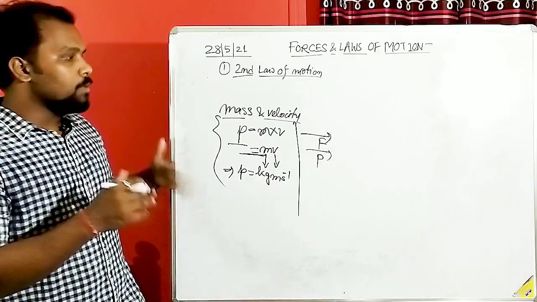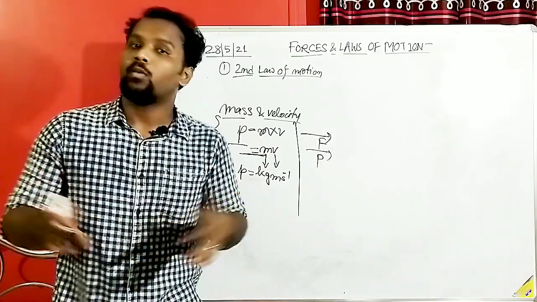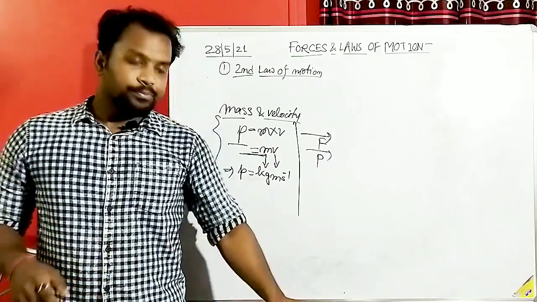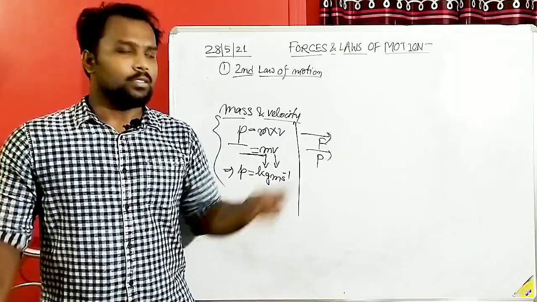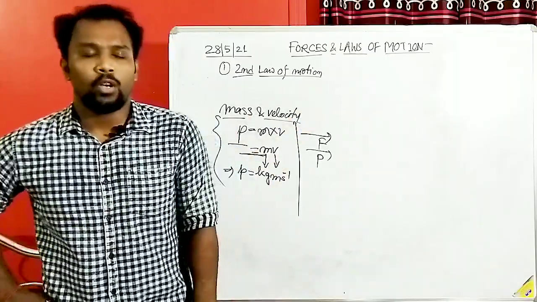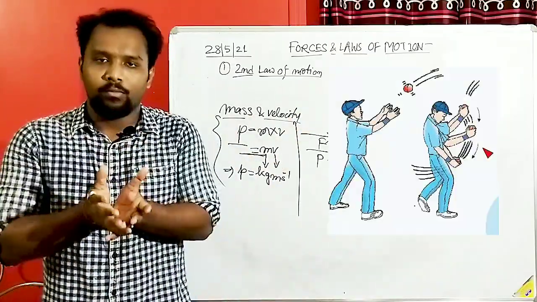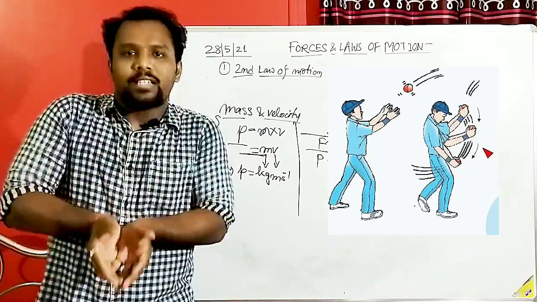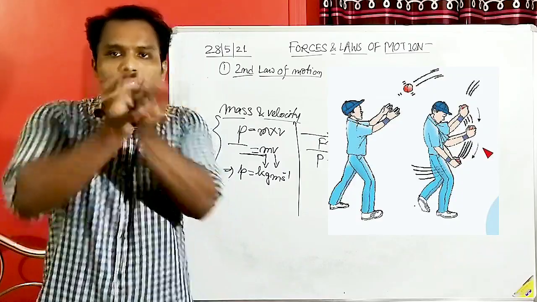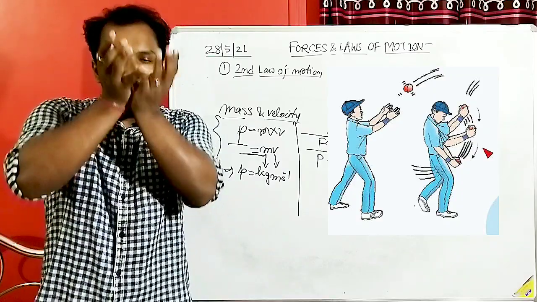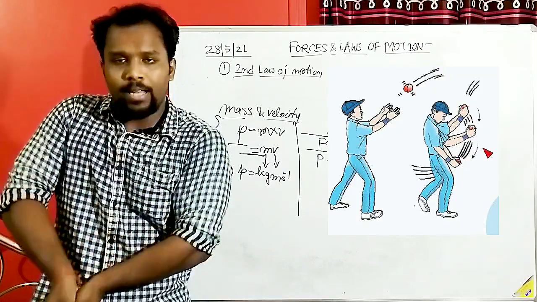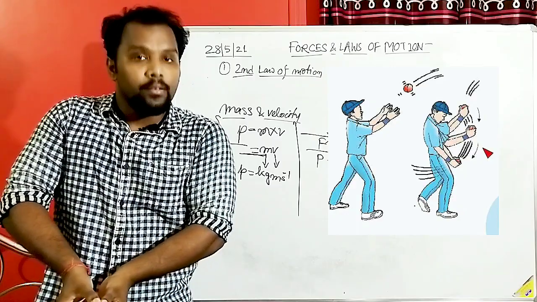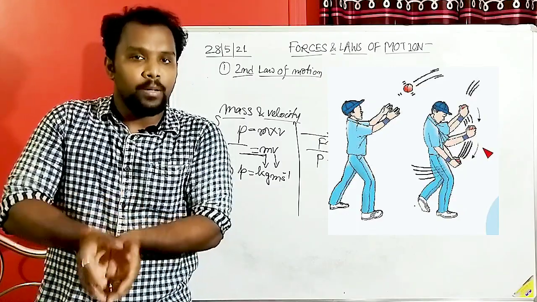Then you will be able to understand very well. So consider some examples. Just look at this board. What are we observing? A player who is playing cricket. What is he doing here? When he has to catch a ball, what does he do? He doesn't just catch it like that. Once he catches the ball, he moves his hand back like that. Why does this happen?